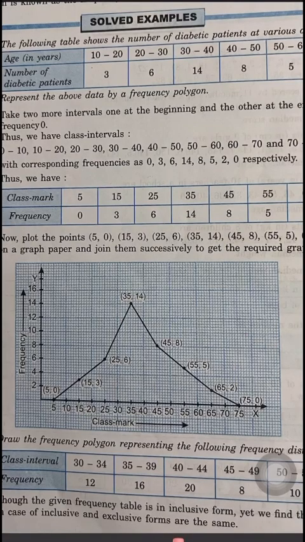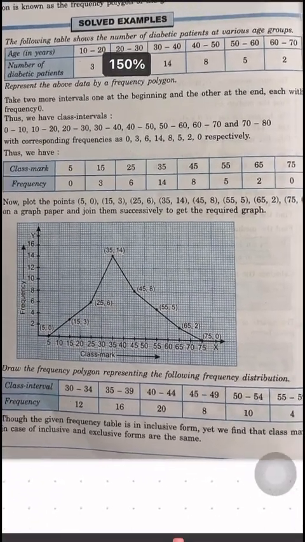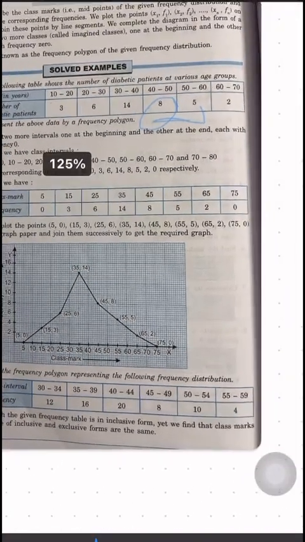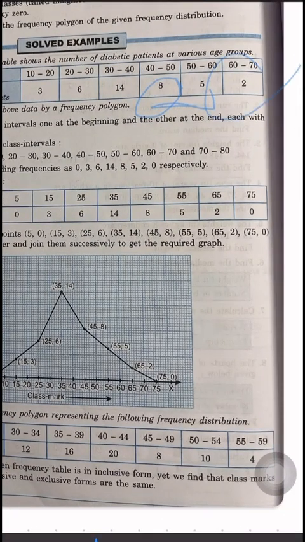The following table shows the number of diabetic patients at various age groups. So it starts from between 10 to 20. We have 3 diabetic patients. 20 to 30, it's 6. 30 to 40, it's 14. 40 to 50, it's 8. Then 50 to 60, it's 5. And then finally 60 to 70, it's 2.